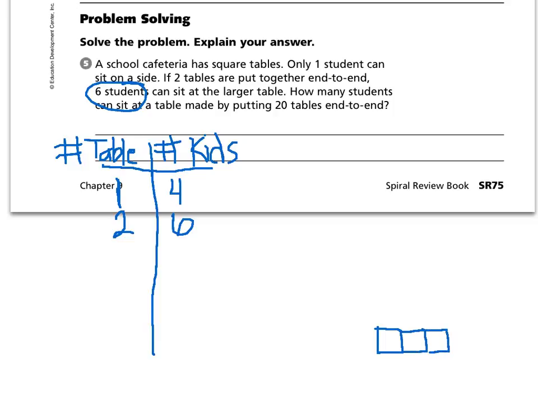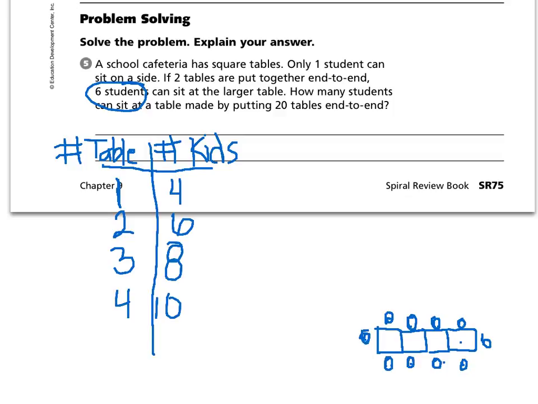And I know 1 kid can sit on each side. So I have 1, 2, 3, 4, 5, 6, 7, 8 kids that can sit there if I have 3 tables. Now I'm going to draw one more table on there so I can get some data for 4. Now I have 1, 2, 3, 4, 5, 6, 7, 8, 9, 10. So for 4 tables I have 10. Now I'm going to use this data to figure out 20 tables.